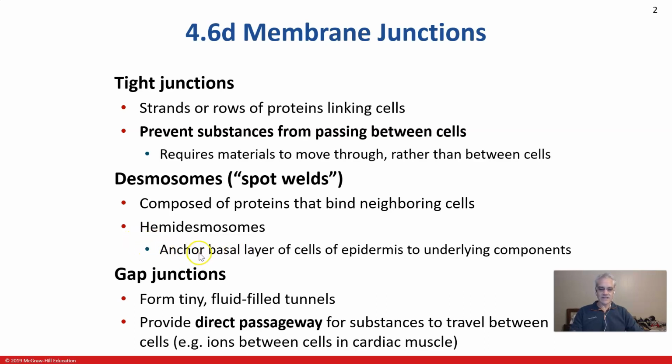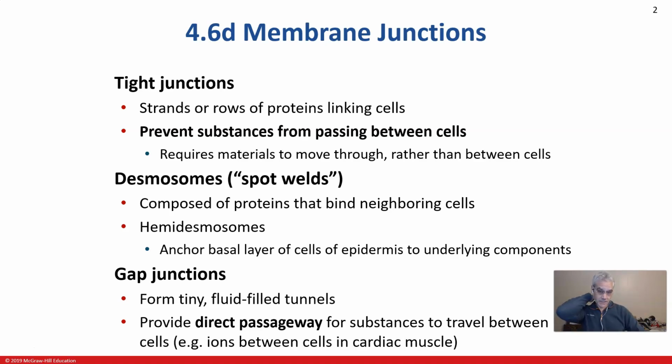It's an anchor, as it says, right? An anchor of basal layer cells of the epidermis to the underlying components. So there are some gaps in there. Just think of spot welds. Think of small protein-containing connections between cells, but there are gaps, and they're not super tight like a tight junction is. But neither the tight junction nor the desmosome allows the cell to communicate with the other cell, at least directly, not through that junction.